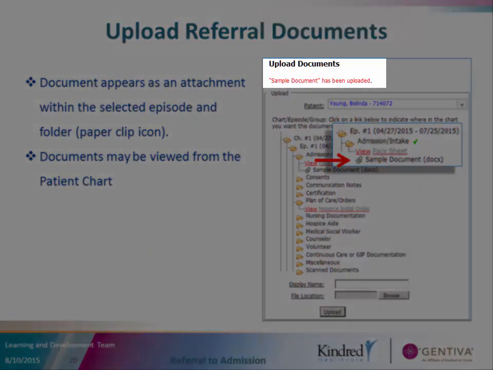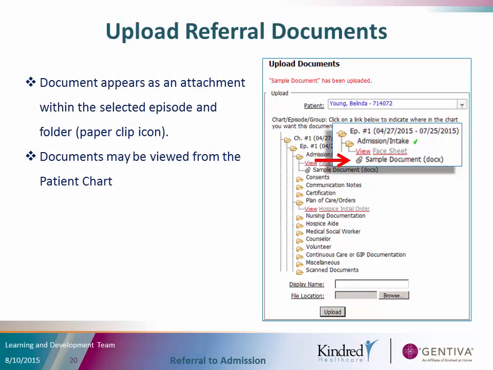At the top, above the patient's name, you will see a red confirmation message telling you that the document has been uploaded. In my example, the document name is Sample Document. Then in the file tree, you'll see the document name with the paperclip icon, which indicates that it is an uploaded document, not one that was created in the hospice system. This document can be accessed and viewed in the patient chart.